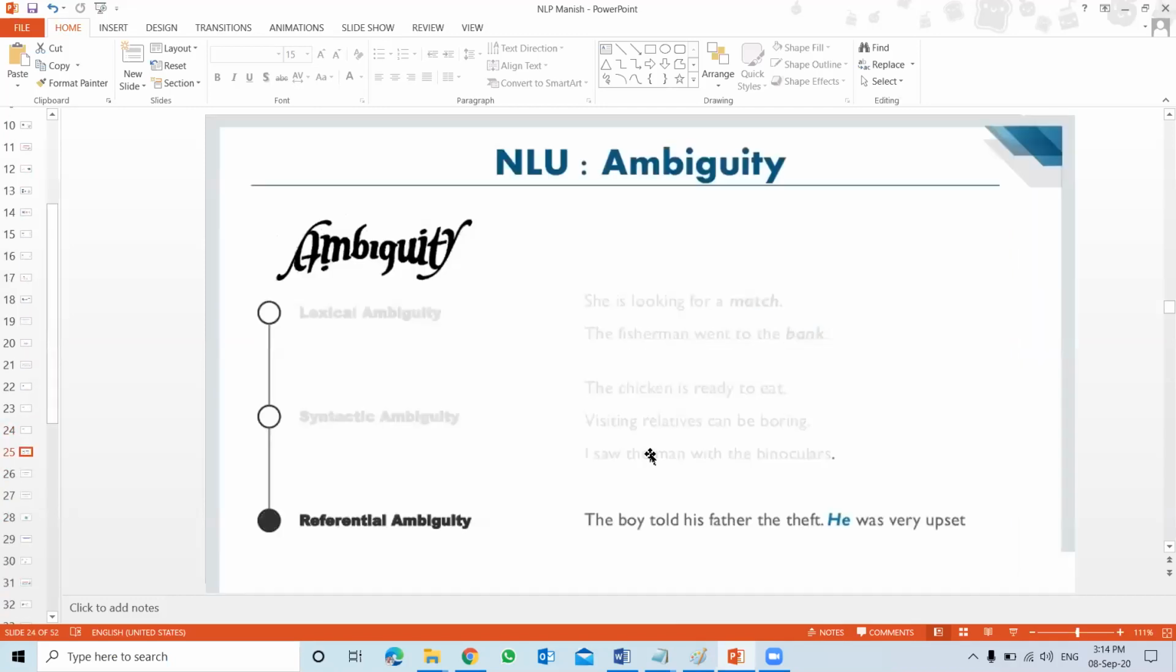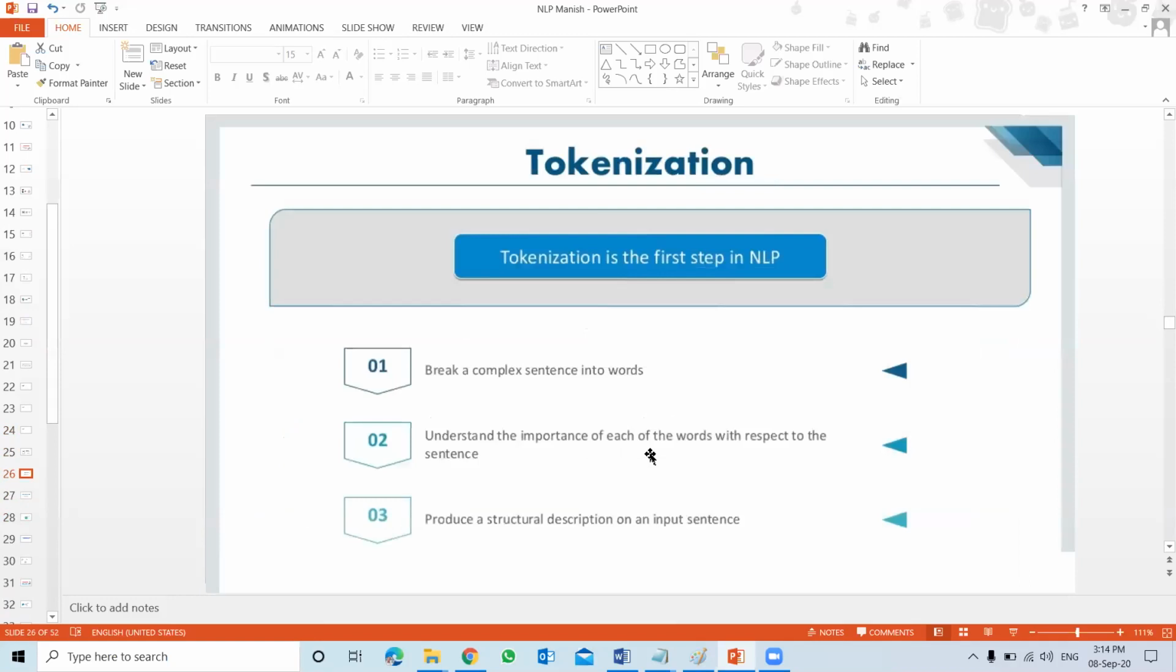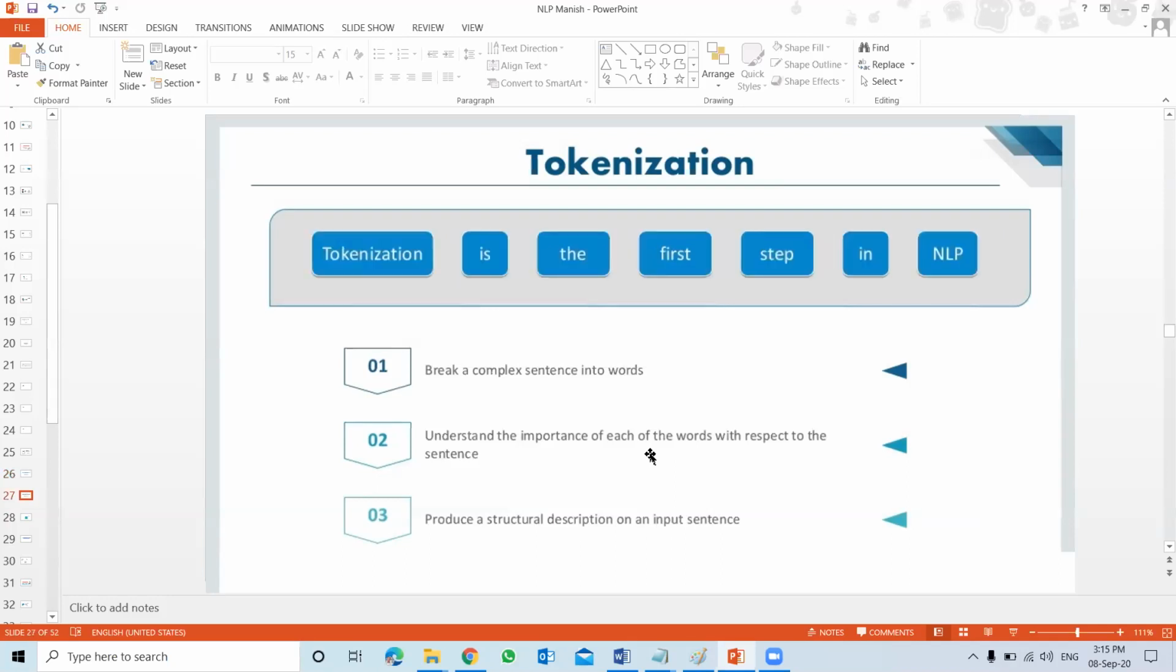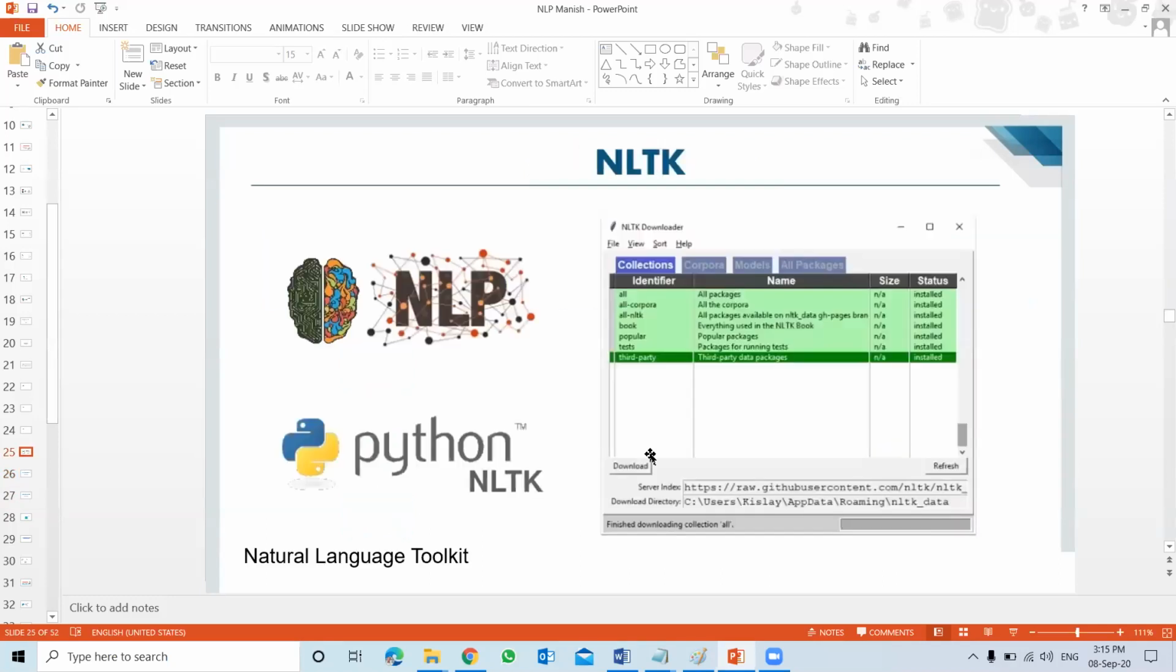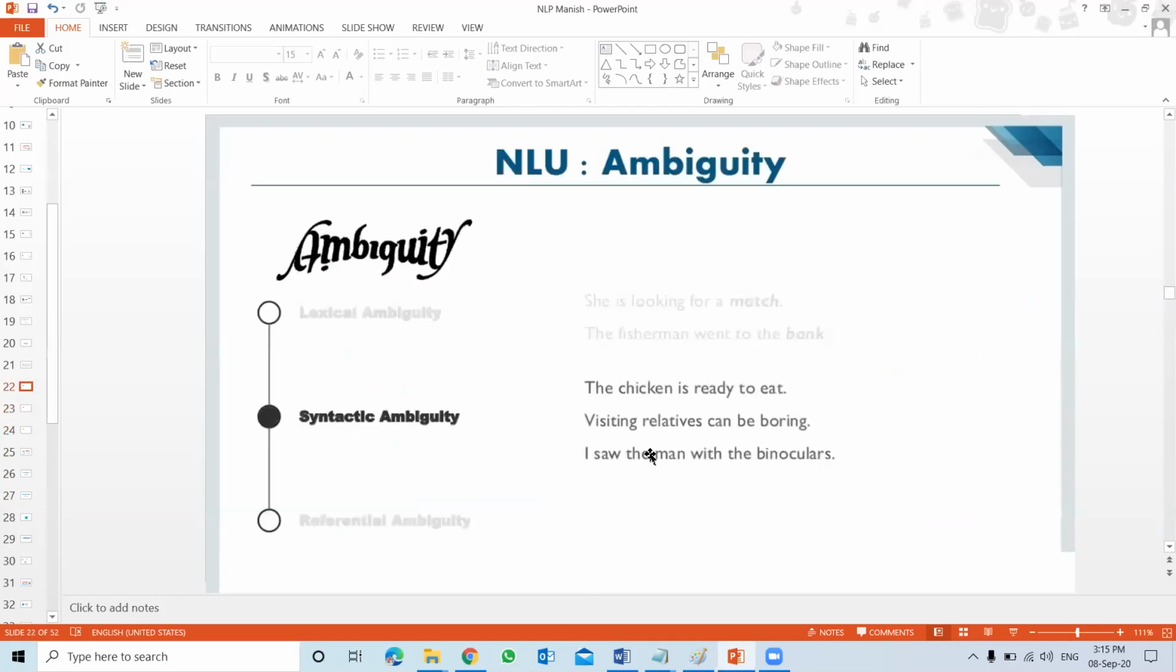That is what we have discussed here. Next, we have tokenization. Tokenization in NLP means that whatever data we have, we convert it into different types of tokens. Tokens can be a keyword or a sentence. Tokenization is the first step in NLP. I will convert the data into multiple tokens or multiple clusters. You can see that we have these values here.